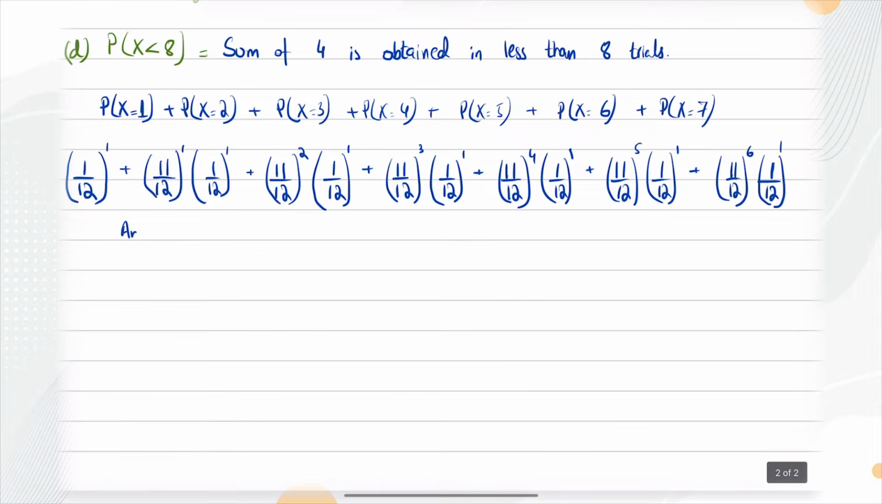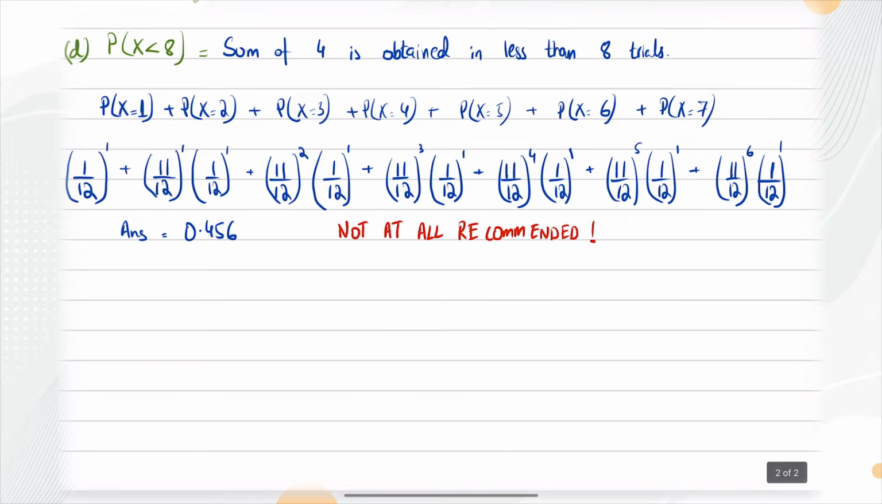But if you work this out, the answer is going to be 0.456. You're very welcome to try it, not right now, later on. You'll notice that the answer is 0.456. But this is not at all recommended, and for obvious reasons: you will only be able to solve one question in the exam. Now let's try and think of some other way to do it.